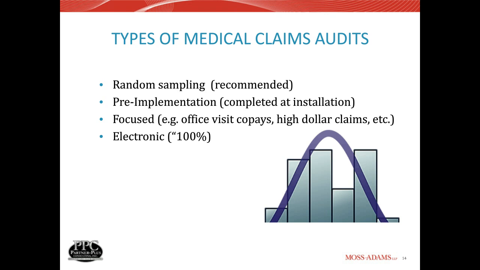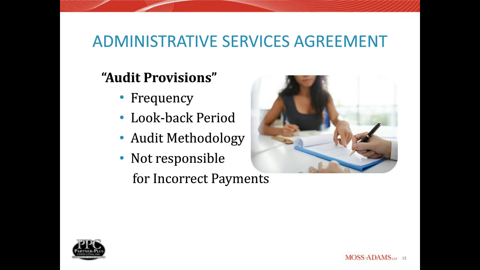And next, we're going to talk about your ASO agreement. We bring up the ASO agreement, and this is the contract between the TPA and the employer, because in the agreement, there are audit provisions which really drive the scope of a claim audit. And often these provisions are neglected when coming to terms with the administrator. And so we highlight some key provisions that we think are important.